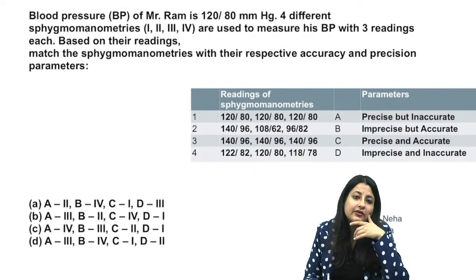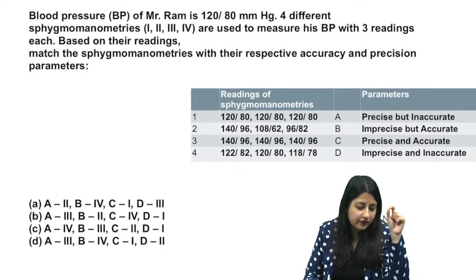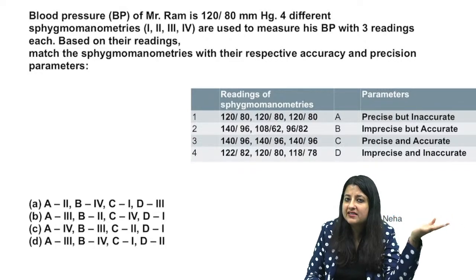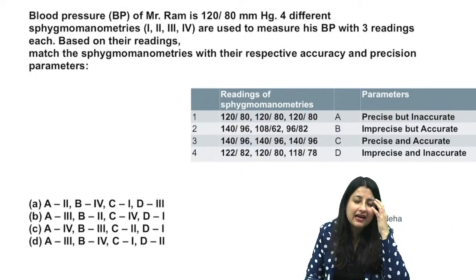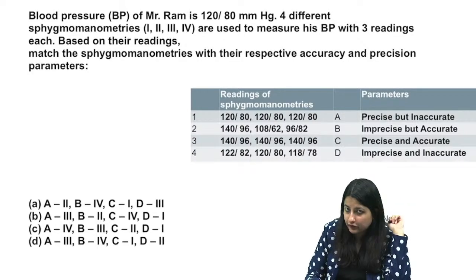Now, what was accuracy, guys? If you remember, accuracy was validity, the ability of a screening test to differentiate all those diseased from non-diseased. That means accuracy or validity includes true positives also and true negatives also.